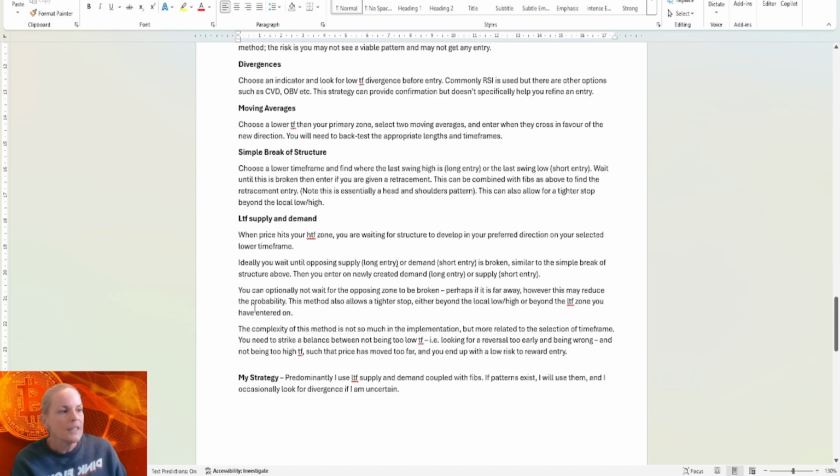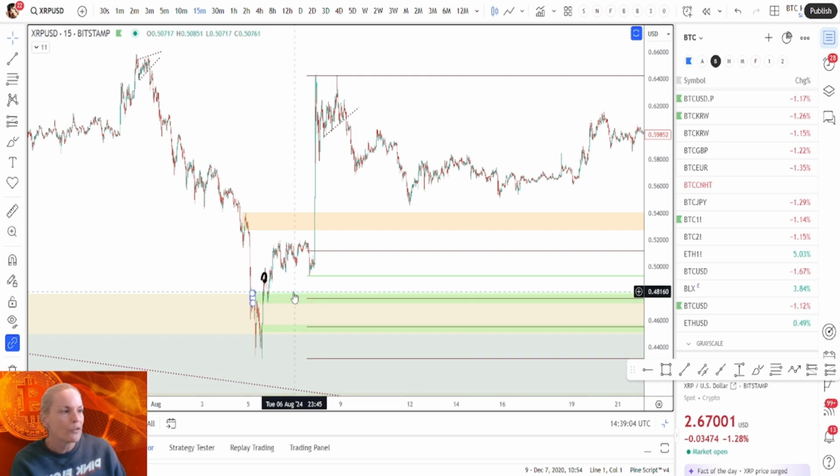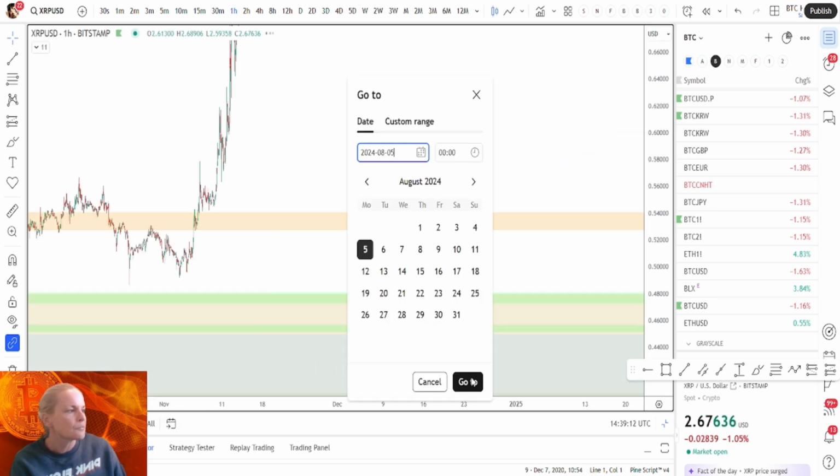And I've said here the complexity is not so much in how you do this, and I can give you examples that are going to make sense. But obviously I'm talking in hindsight, so when you're doing it in real life, it becomes a lot harder. The complexity is more to do with the selection of the time frame where you take profit and how you manage the trade. Because, and maybe Ripple's a good example for this because I've covered so many time frames. So let's go back to the hourly on this.